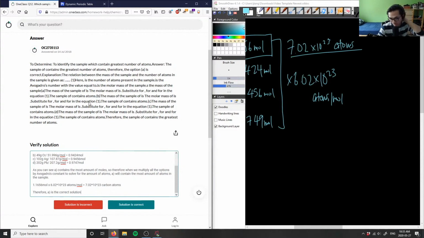So I'm going to say the solution is incorrect because it's just incomplete here, as well as the solution here is incorrect.